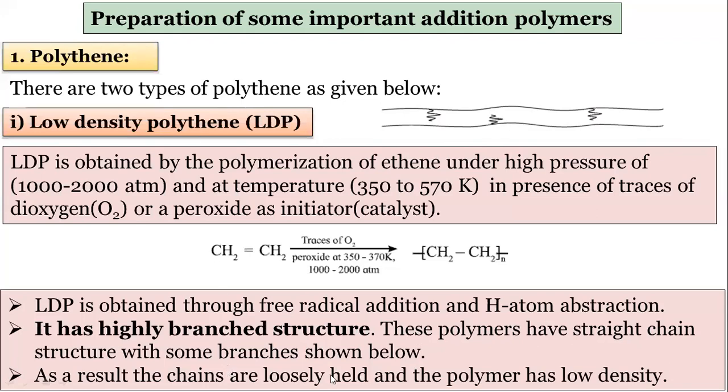As a result, chains are loosely held. These polymers have low density. This is important. Why is this low density? Because these chains are loosely held. That's why it is low density. And what are the properties of this low density polythene?